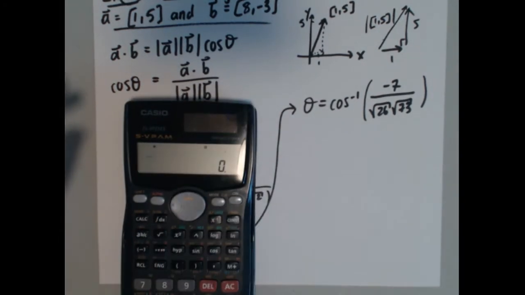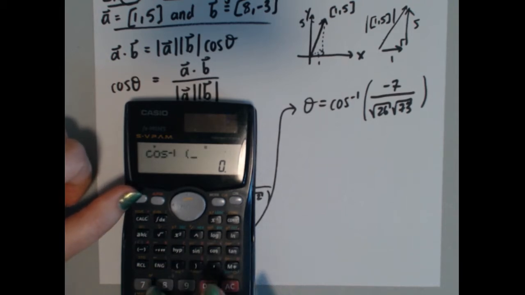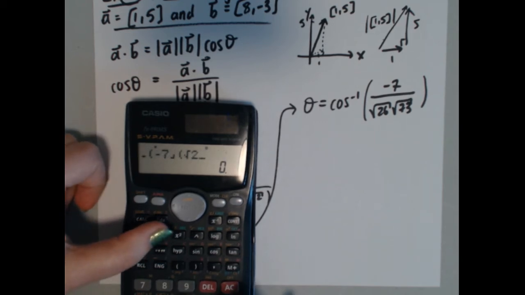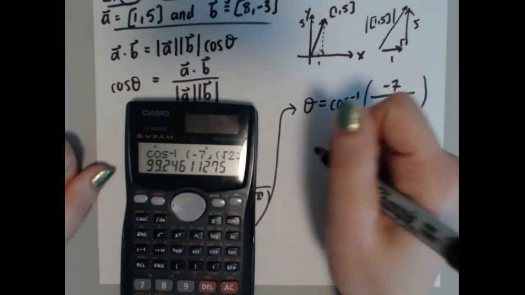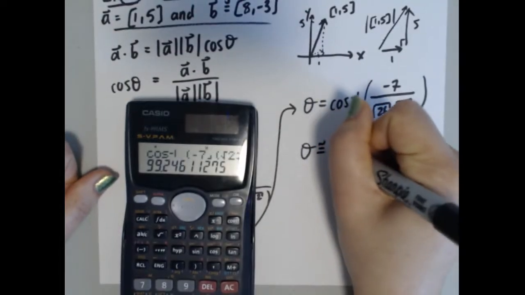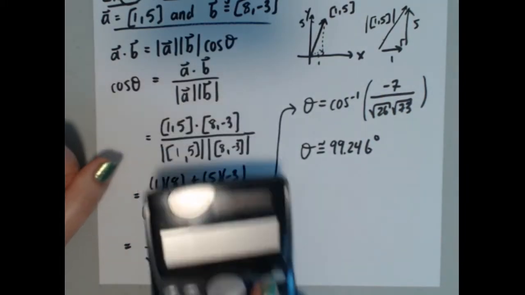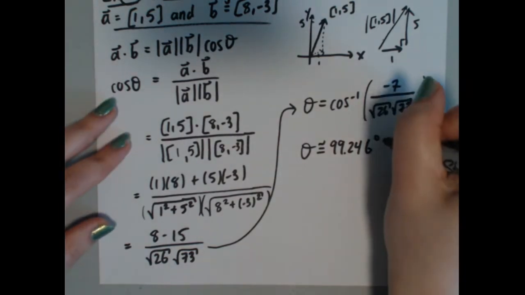Grabbing the calculator, make sure you're in degrees. So inverse cosine of negative 7 over, and I'm being very careful with my brackets here, root 26 times root 73, close bracket, and we end up with 99.246 degrees. If you want to simply give this to 3 sig figs, that's fine. You can call that 99.2 degrees. That's the angle between the two vectors.